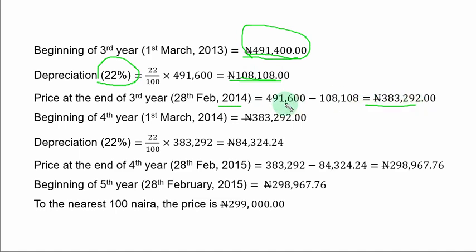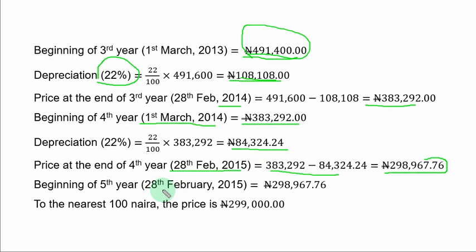Beginning of fourth year is 1st March 2014. This is the current price. You calculate 22% depreciation and also remove it at the end of fourth year. So this is the amount of depreciation for fourth year at the end of fourth year, that is February 28, 2015. So you subtract depreciation from the current amount, and that is 298,967 naira 76 kobo.